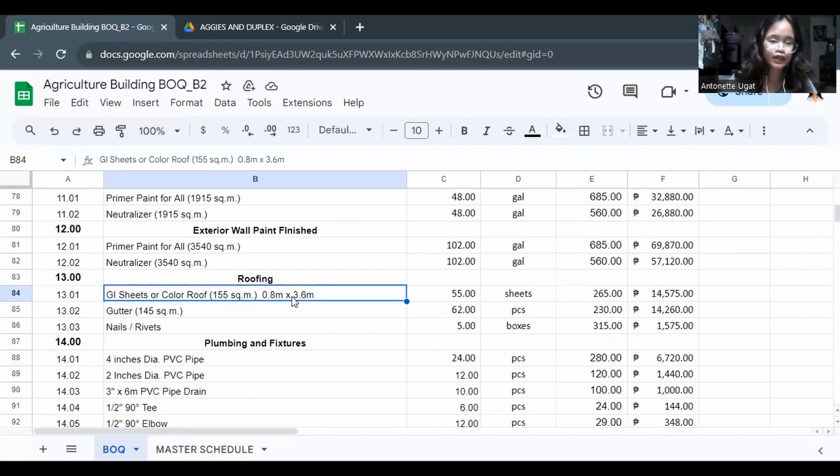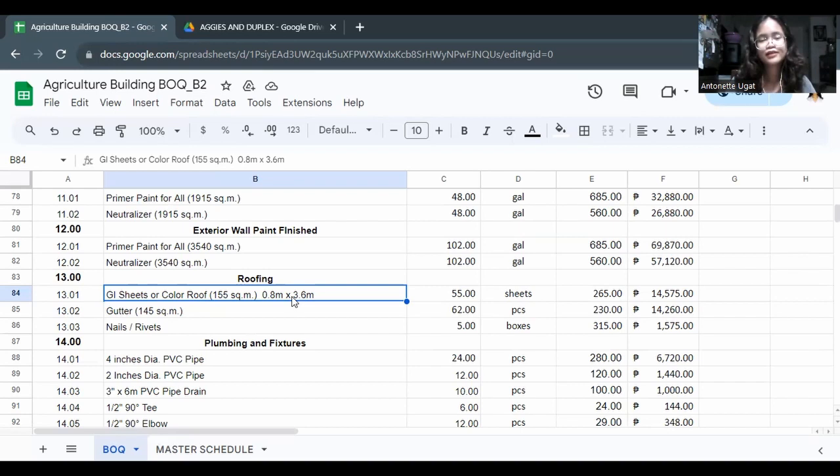So to get the estimated number of sheets for the roofing, it is the area of the roof over the area of the GI sheet. So here we have 155 square meter area of the roof over 0.8 times 3.6. So we have 55 sheets. And per sheet, we have an estimated amount of 265 pesos.